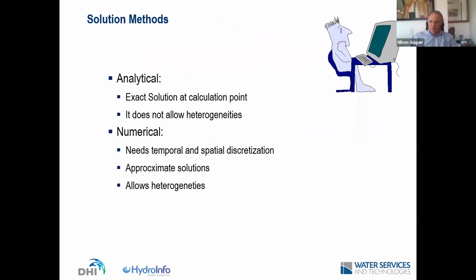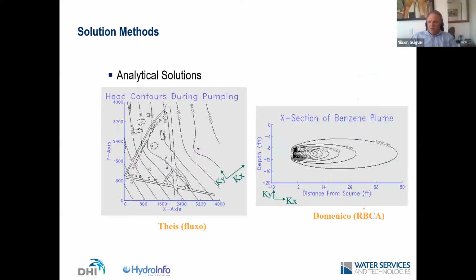Solution methods for those can be either analytical or numerical. Analytical, there are some well-known analytical solutions. Theis is one of them that we use for determining, for example, transmissivity from pumping tests. That assumes that the aquifer is infinite, homogeneous, and totally horizontal, the Theis solution. As with any analytical solution, it does not allow heterogeneities because it's basically solving a continuous system. It's like it's solving one cell only.